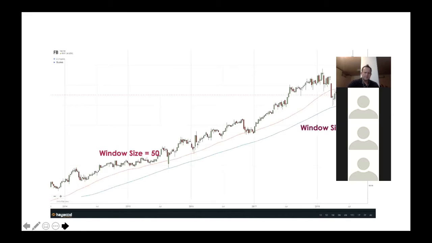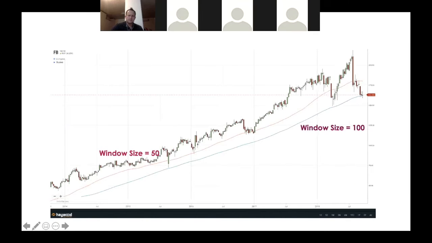All right, so if you see here, this is Facebook. This is during the time frame when Facebook was really mooning. Okay, they were very, very bullish on the stock. And if you notice, with a window size of 100, we follow the asset a lot less closely. With a window size of 50, we are a lot closer to the asset.